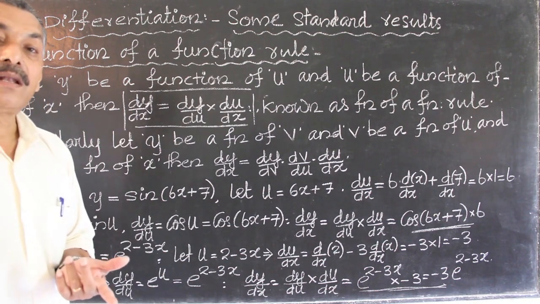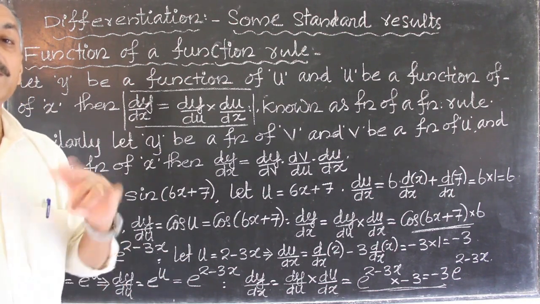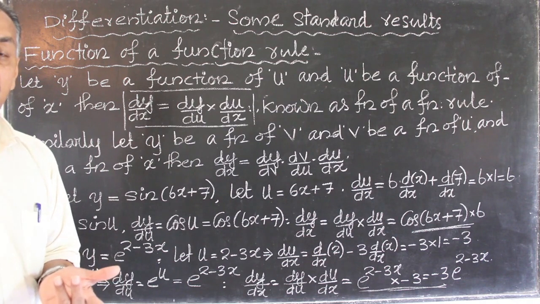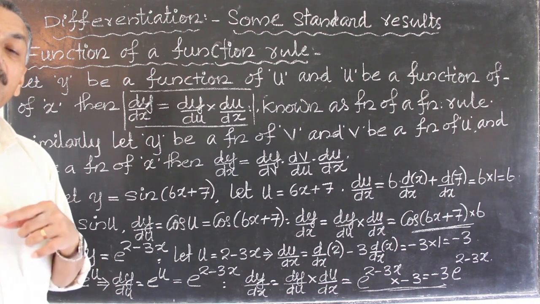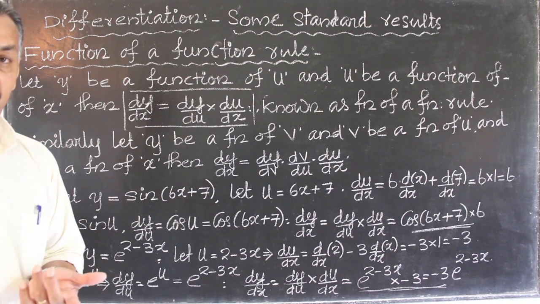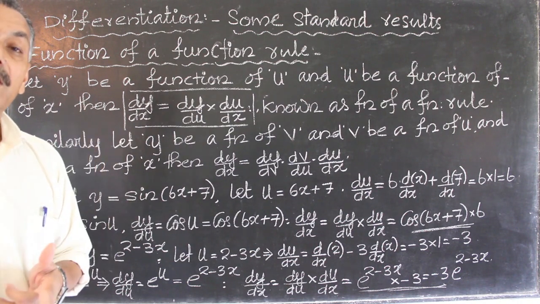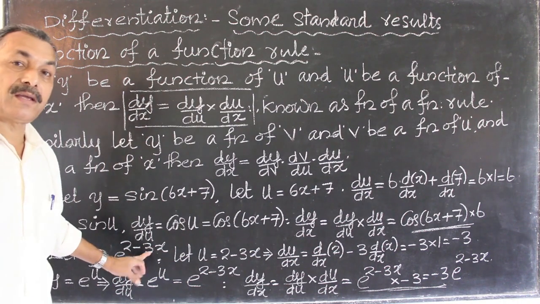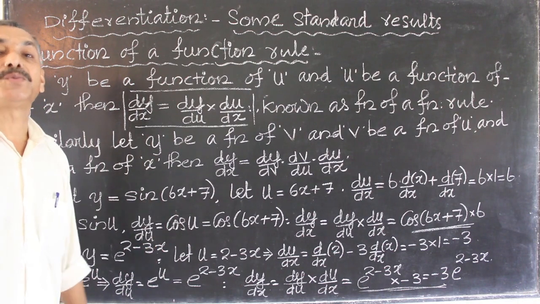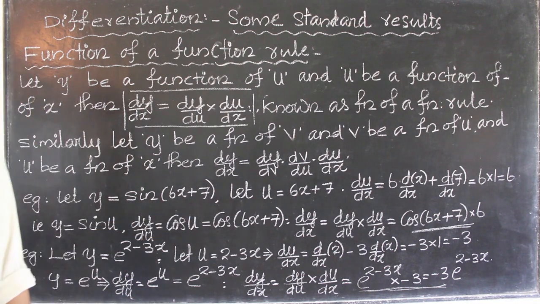The derivative of sin x square is cos x square into 2x. In e raised to x square, the derivative of x square is 2x. That is function of a function.